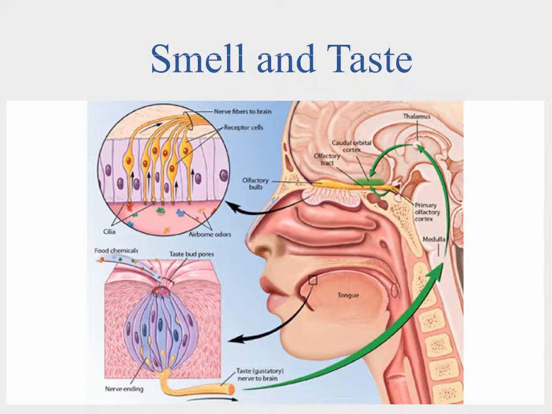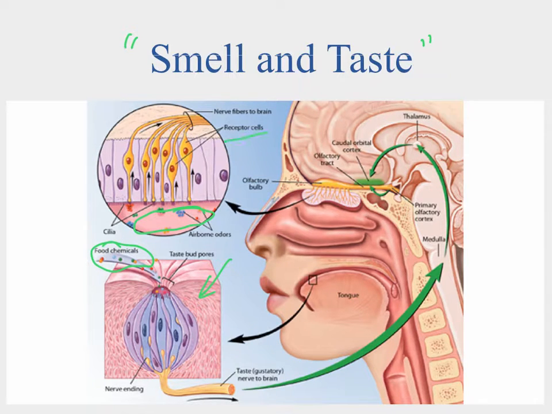Okay, next up is our sense of smell and our sense of taste. These two come together because they're interrelated. Whether it's a taste bud or in our nose, we have these little airborne particles or food chemicals that come in there.